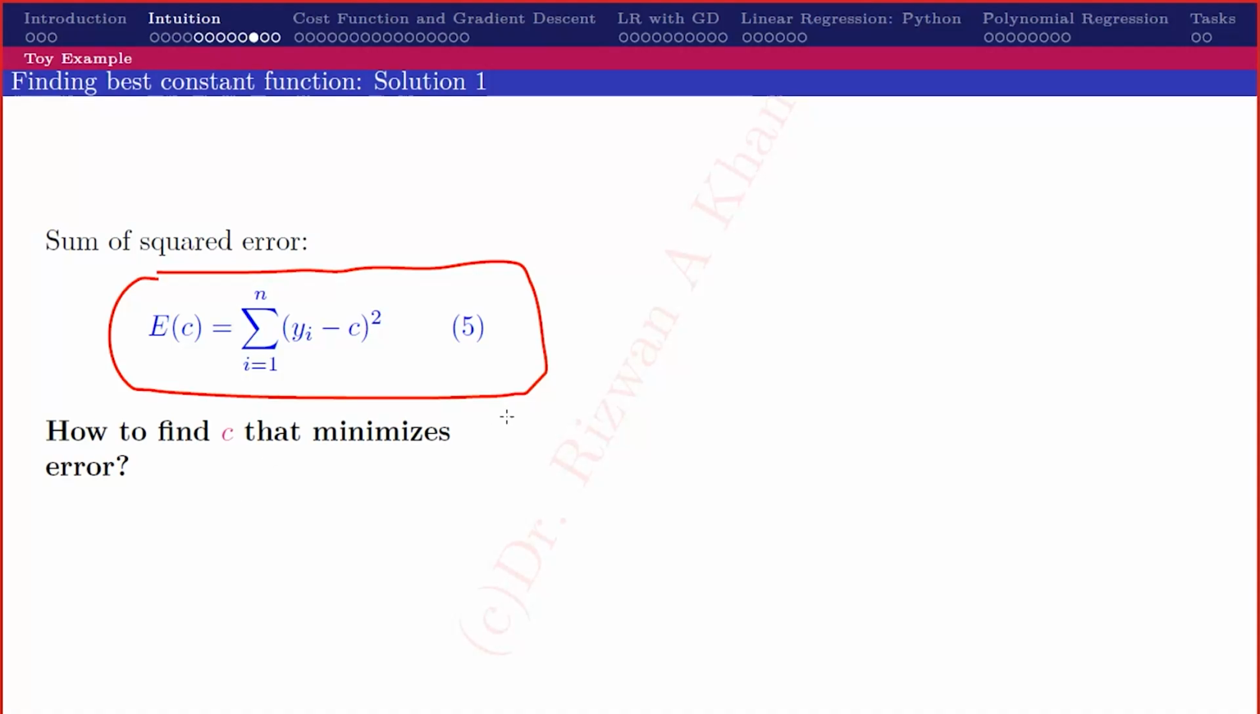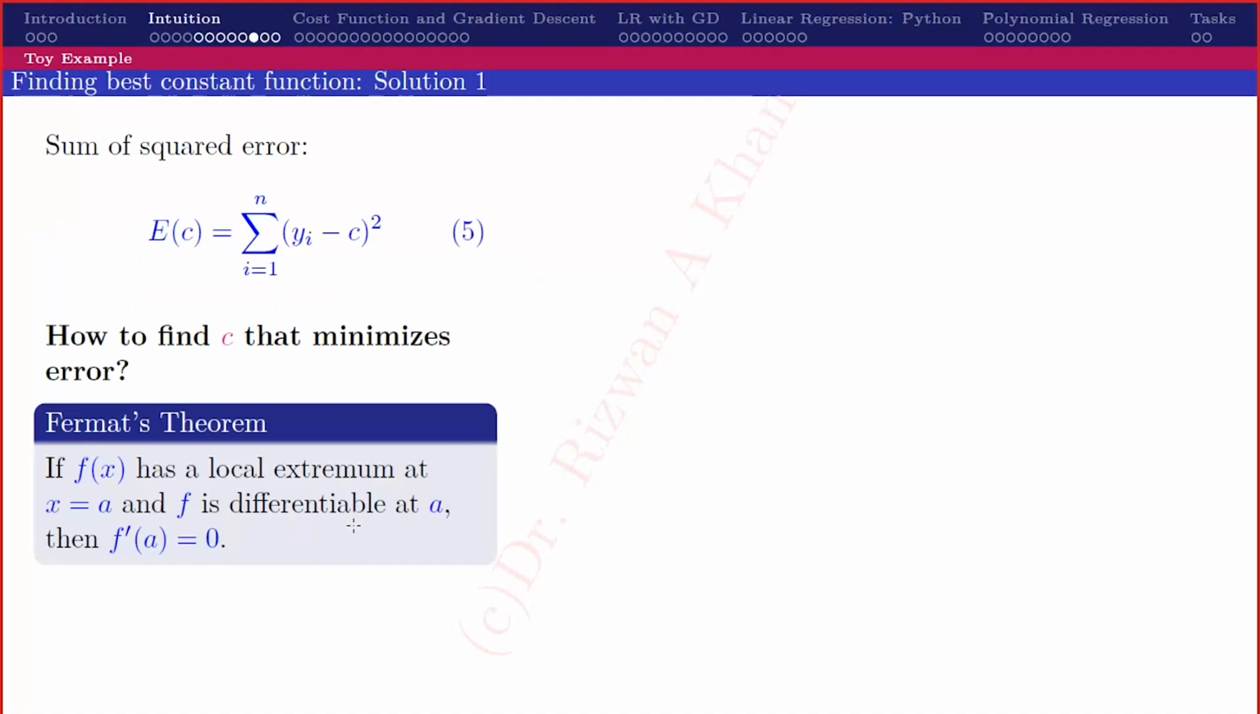If you use your calculus knowledge, probably you have heard of Fermat's theorem, which says that if a function has a local extrema, extrema meaning minima or maxima, at point A, and f is differentiable at A, then the derivative would give you 0. So this just says to differentiate a function and equate it to 0 to find the C that minimizes this function. Any question?